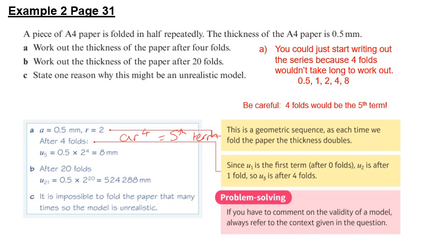Question C, state one reason why this might be an unrealistic model. They're suggesting here it's impossible to fold a piece of paper that many times, so the model is unrealistic. And what you'll find with a lot of models is that models usually only work well for a certain amount of time. So this model might work really well for the first 5 folds, but after that it might not be very useful, because you might not be able to fold the paper over and over again. And that happens a lot with models. Usually they work really well for a period of time, and then they stop becoming useful or effective.